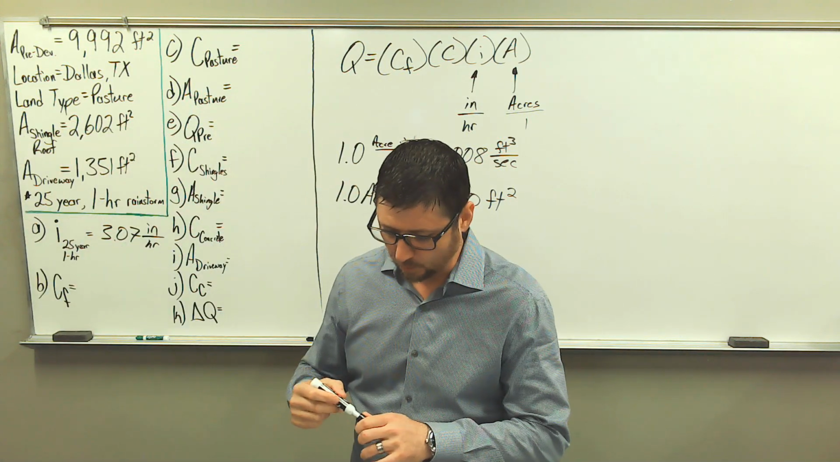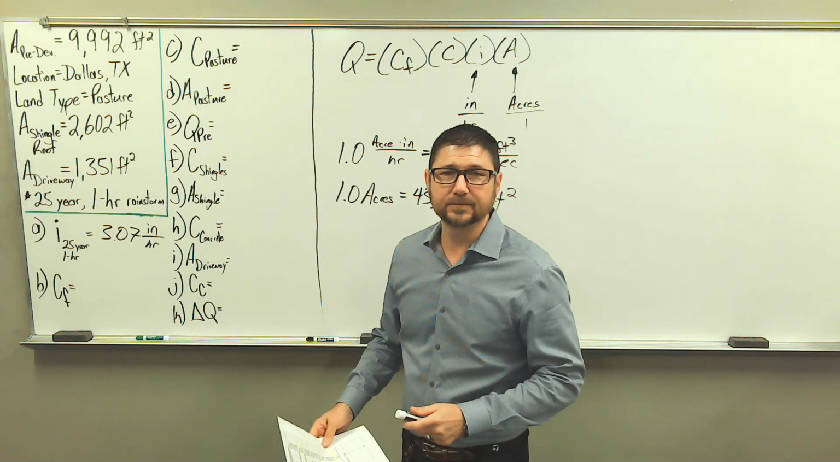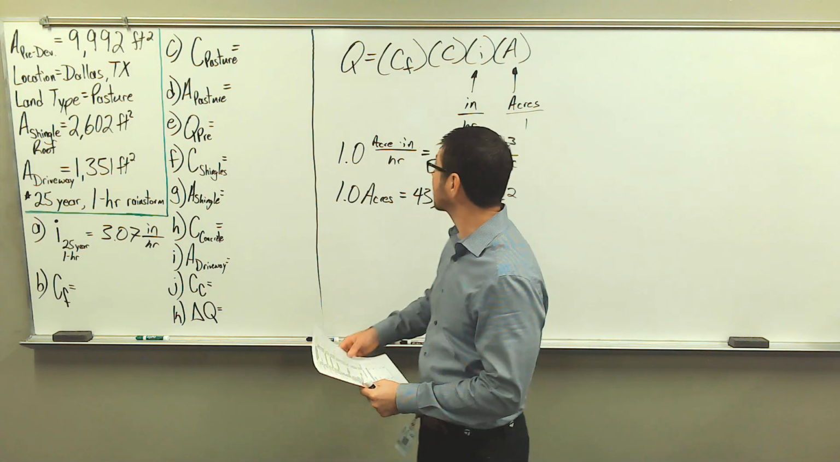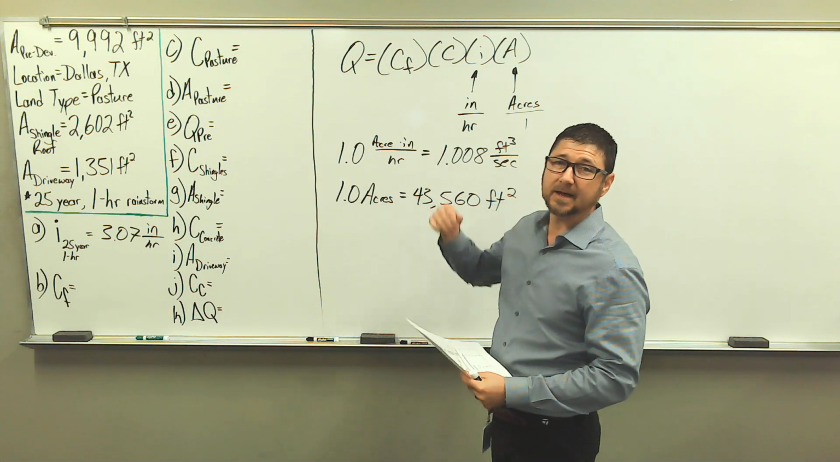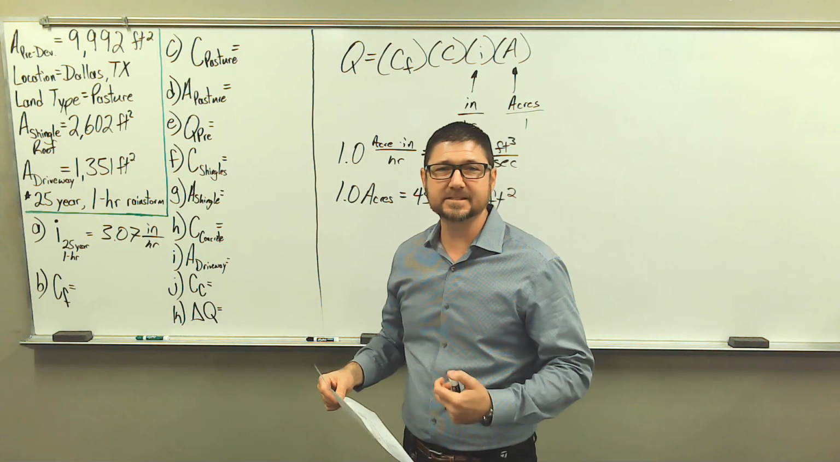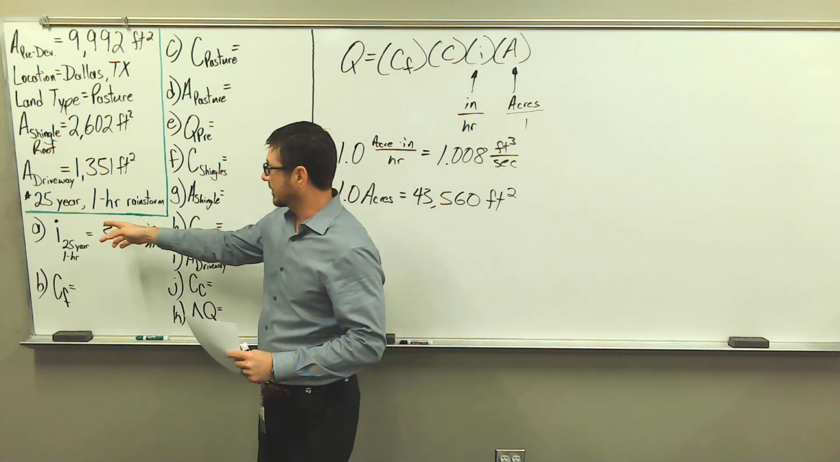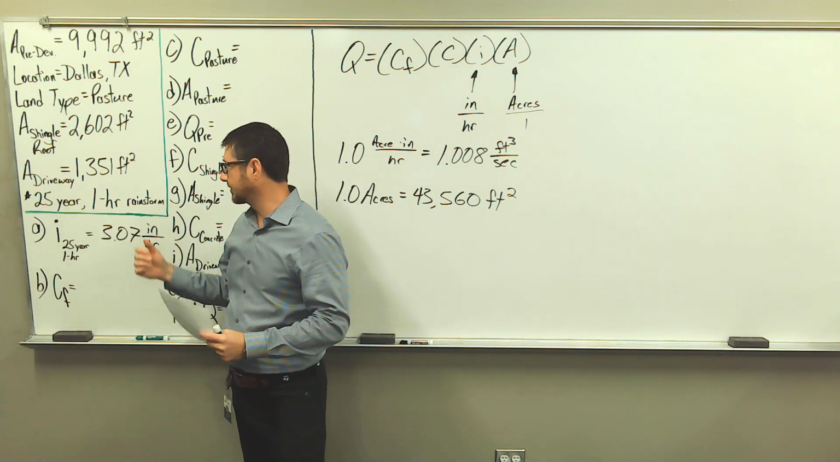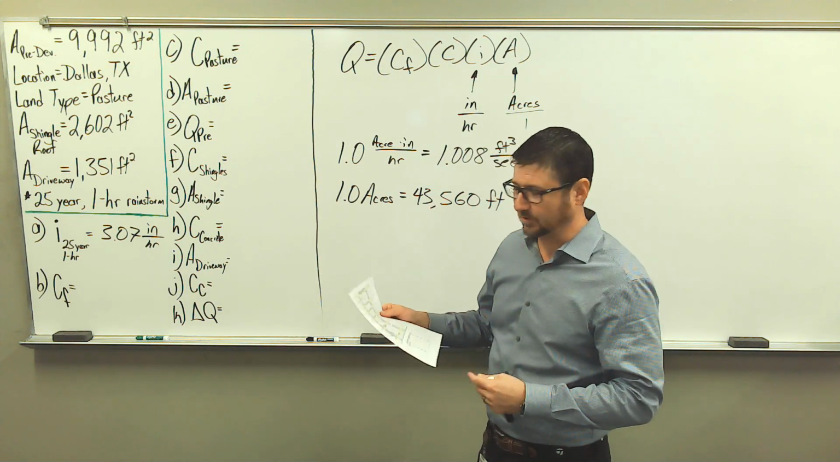And then in part B, it wants to know what the runoff coefficient adjustment factor is. This is identified by C sub F, and remember, I mentioned that this is based on the return period of the storm. Here we have a 25-year rainstorm, so the most powerful rainstorm every 25 years.